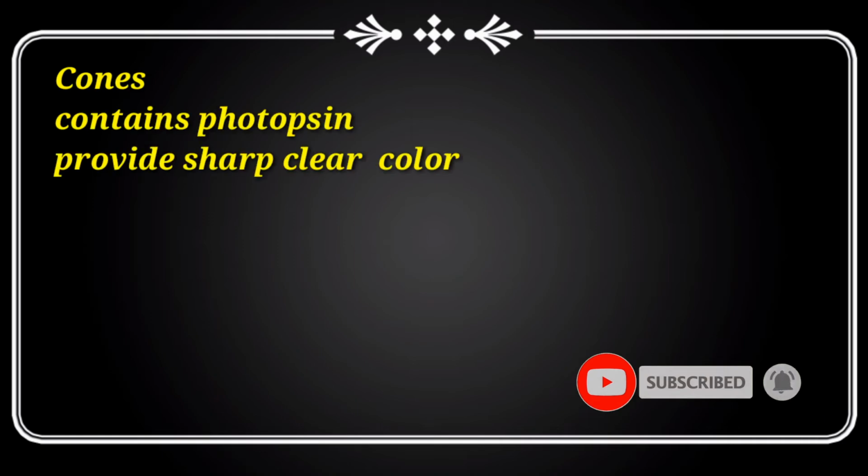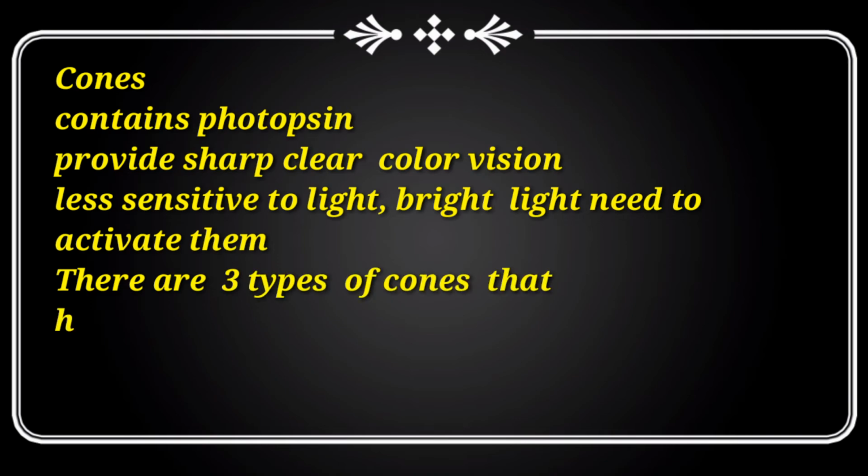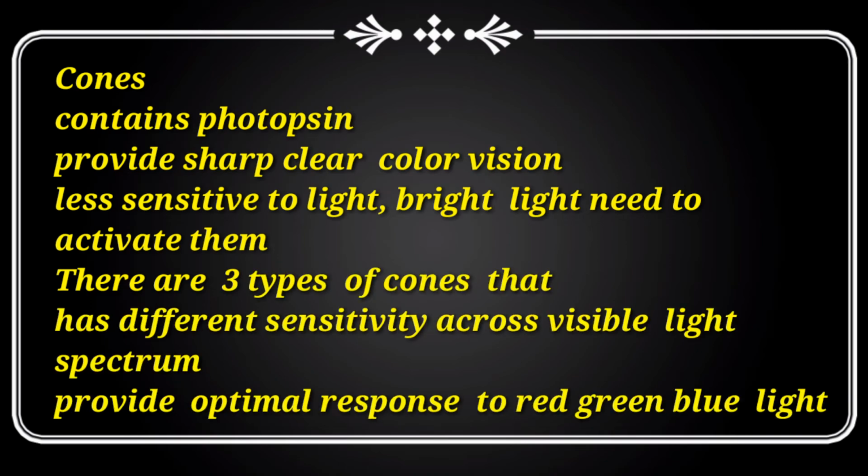Cones contain photopsin as visual pigment, provide sharp, clear color vision, and are less sensitive to light. Bright light is needed to activate them. There are three types of cones that have different sensitivity across the visible light spectrum and provide optimal response to red, green, and blue light.